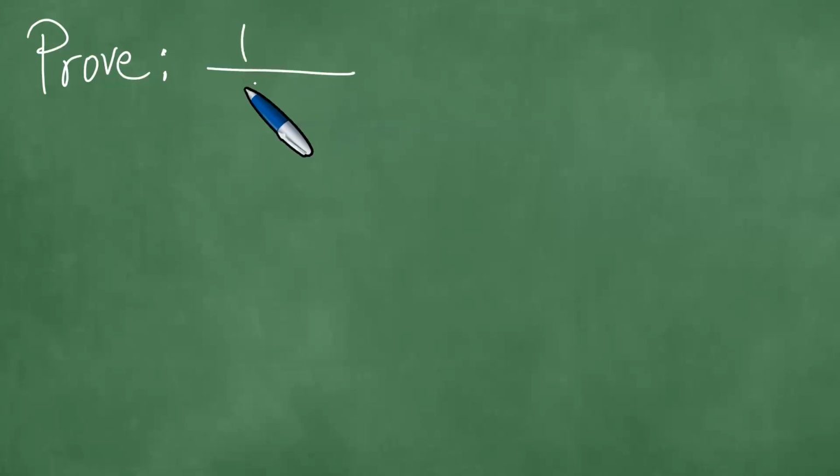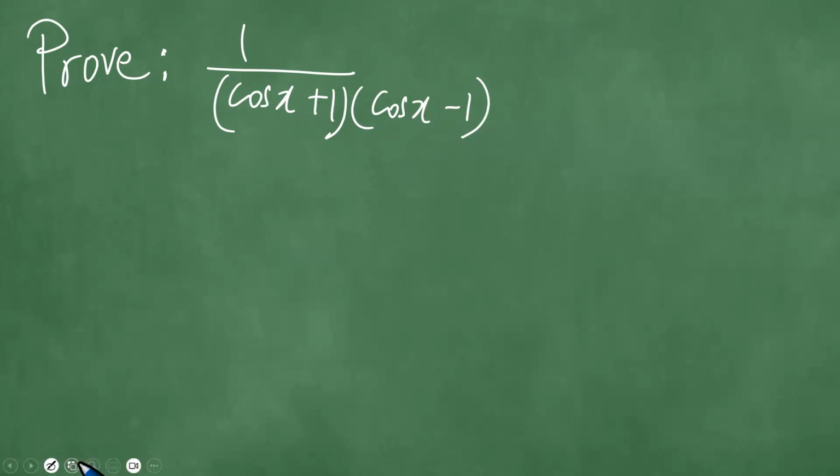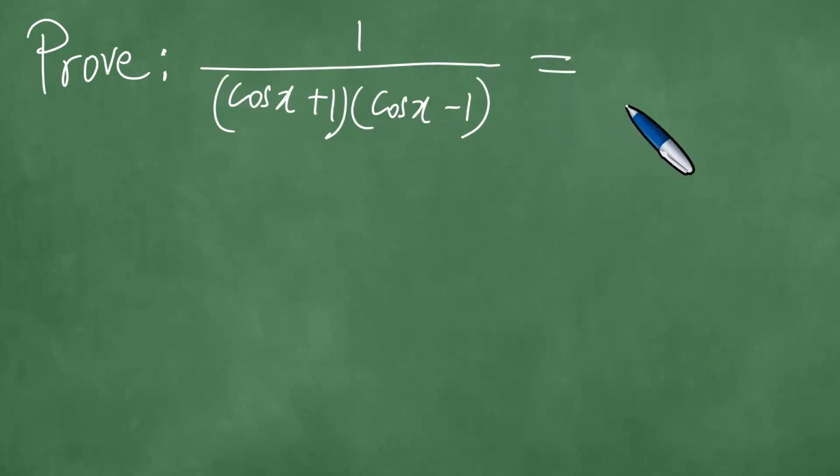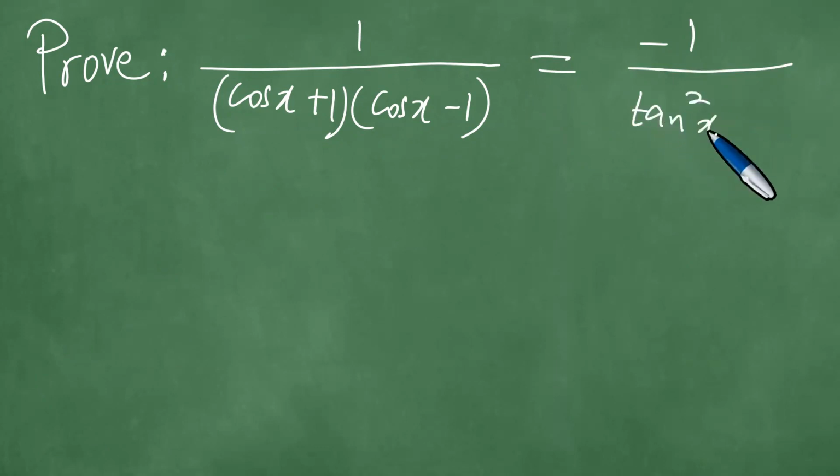Proof. Right, you need to prove that 1 over cosine x plus 1 into cosine x minus 1 is actually the same as minus 1 over tangent squared, cosine squared.